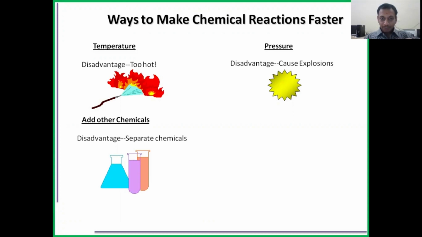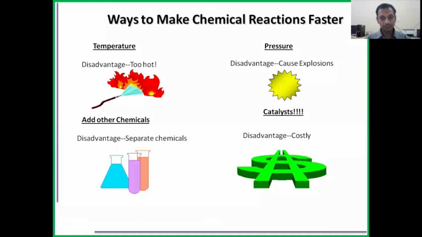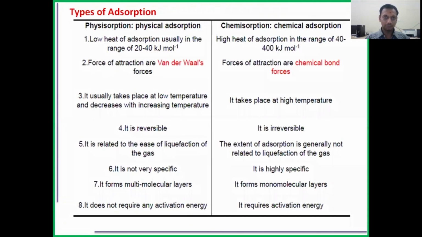You can add other chemicals to enhance the rate of reactions, but the disadvantage is having to separate them out at the end of the process. It's very lengthy, and sometimes it's a very tough process, difficult to separate out. The fourth way to make a chemical reaction faster is the catalyst, or you can say catalysis. Not all catalysts are costly, but some are very expensive, so we have to keep that in mind also.